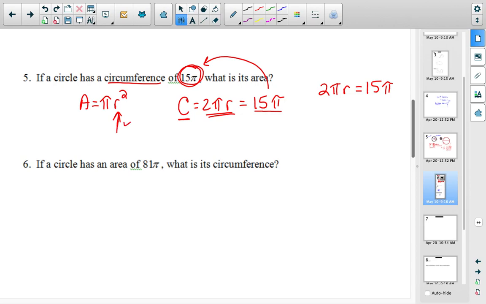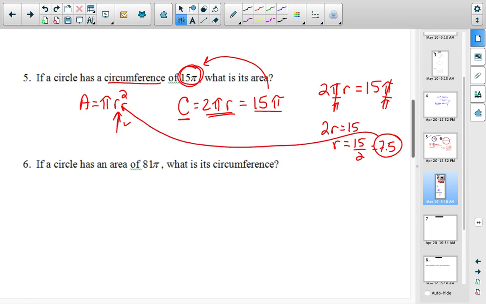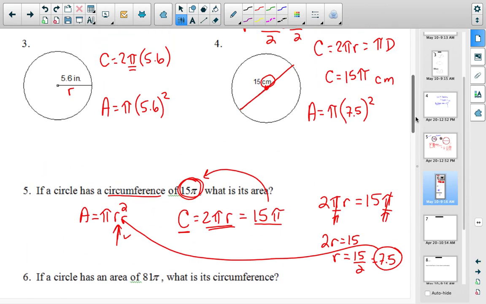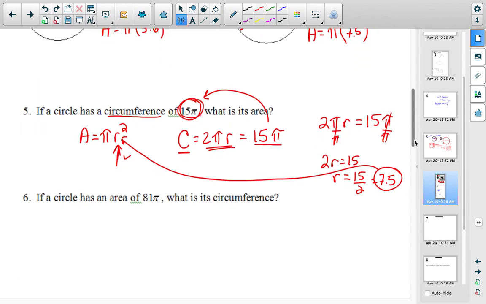So divide both sides by pi. That's going to cancel pi out. I got 2r equals 15. R equals 15 over 2, if you want to write 7.5. And then I'd plug this value all the way back in there to find the area. It's actually going to be the same number you found up here in number 4.